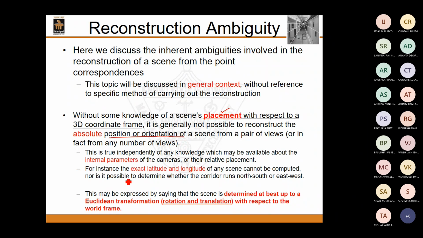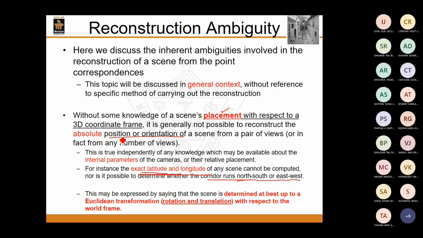As an example, we cannot say what is the exact latitude and longitude of a particular scene that we have reconstructed. Or if there is some kind of a corridor, or something directional, I cannot say what is the exact direction. Is it north-south, or east-west, and so on? So this ambiguity in the position of the reconstructed scene, as well as its orientation, is one kind of reconstruction ambiguity.